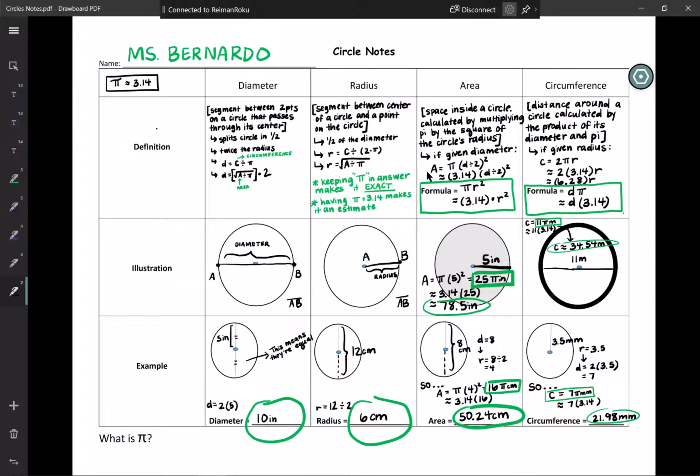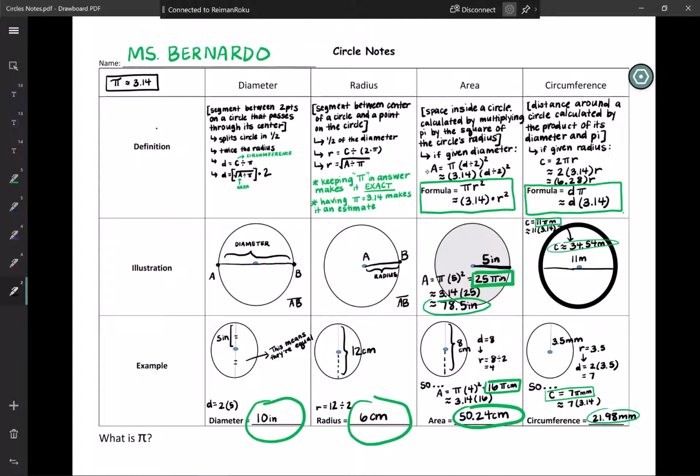Okay. So when you look at this graphic organizer, it goes through the four main concepts related to circles. You have diameter, which I gave you the definition of right here, and here's an image of it. It's essentially just a segment that goes straight through the center of a circle and splits the circle in half. We have the radius, which is always a point on the circle and it stops at the center.